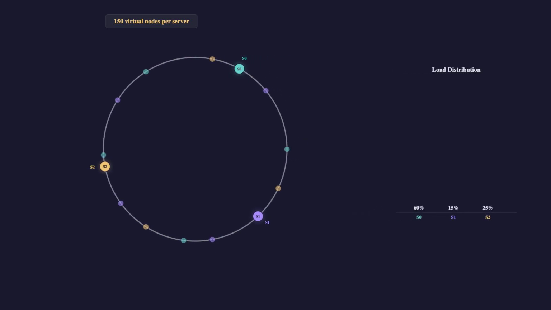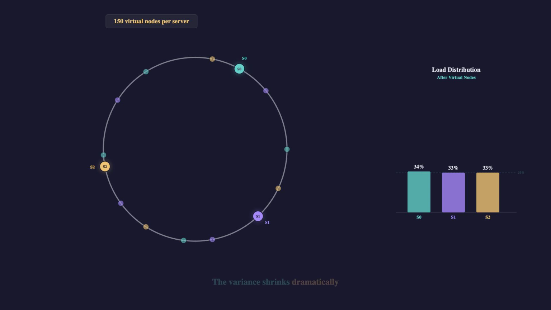Look at the load distribution. Before virtual nodes, one server might handle 60% of the traffic. After, each server handles close to 33%. The variance shrinks dramatically. Most production systems use between 100 and 200 virtual nodes per physical server. It's the standard practice in systems like Cassandra and DynamoDB. And just like that, the hotspot problem disappears.